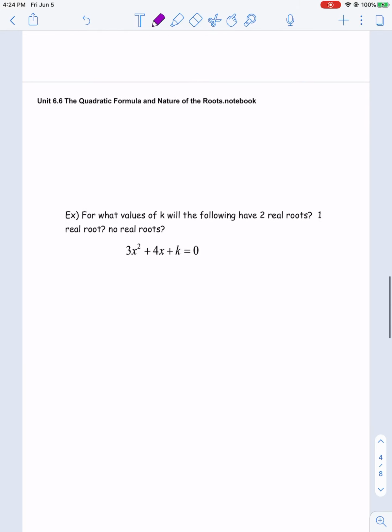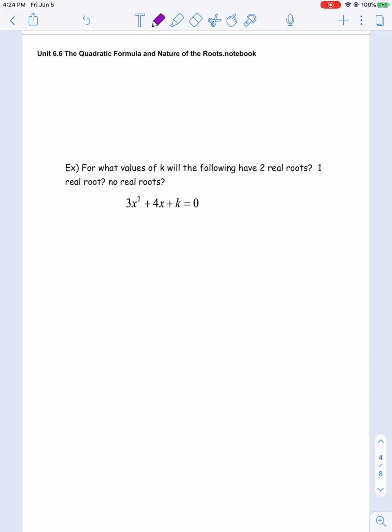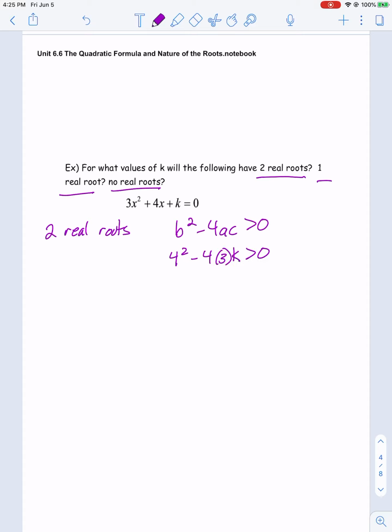Okay? For what values of k will the following have 2 real roots, 1 real root, or no real roots? Let's start with 2 real roots. For that to be true, then b squared minus 4ac will have to be greater than 0. So 4 squared minus 4 times 3 times k will have to be greater than 0. So 16 minus 12k will have to be greater than 0.